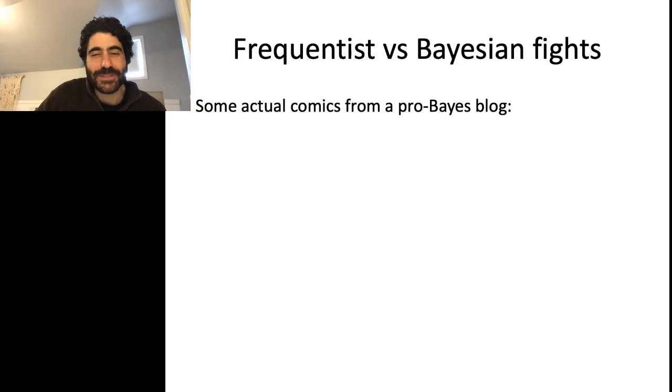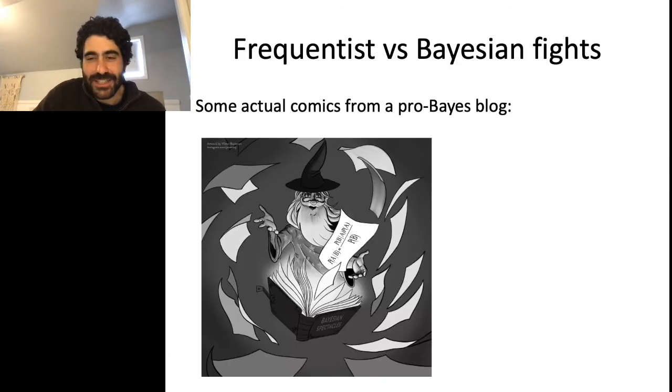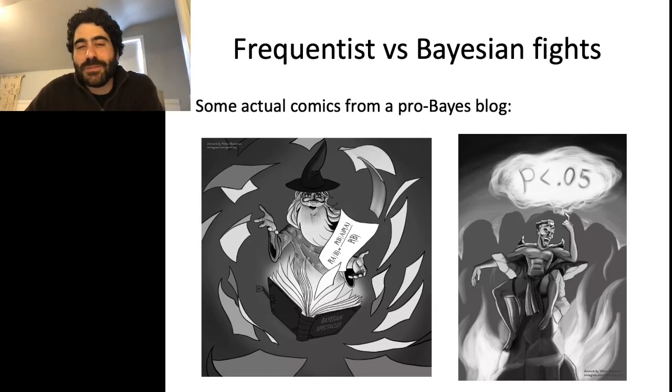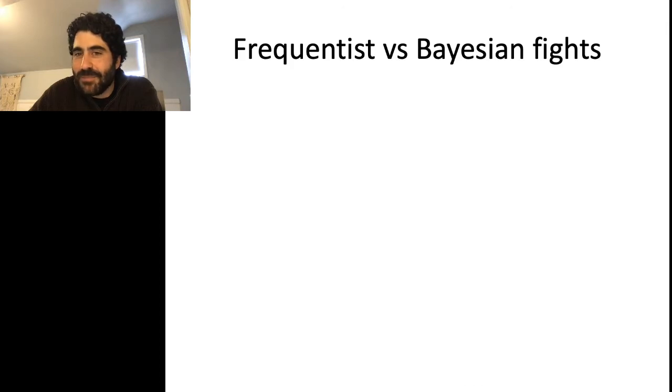Here are some actual comics from a pro-Bayesian statistics blog. Here are the Bayesian people that are sort of masters of data analysis. And meanwhile, here are the frequentists, who are just clinging to their p less than 0.05 and blindly rejecting null hypotheses. This kind of stuff is kind of silly, but there are some legitimate questions here about which of these approaches makes the most sense. So, just to give you some balanced perspectives here.